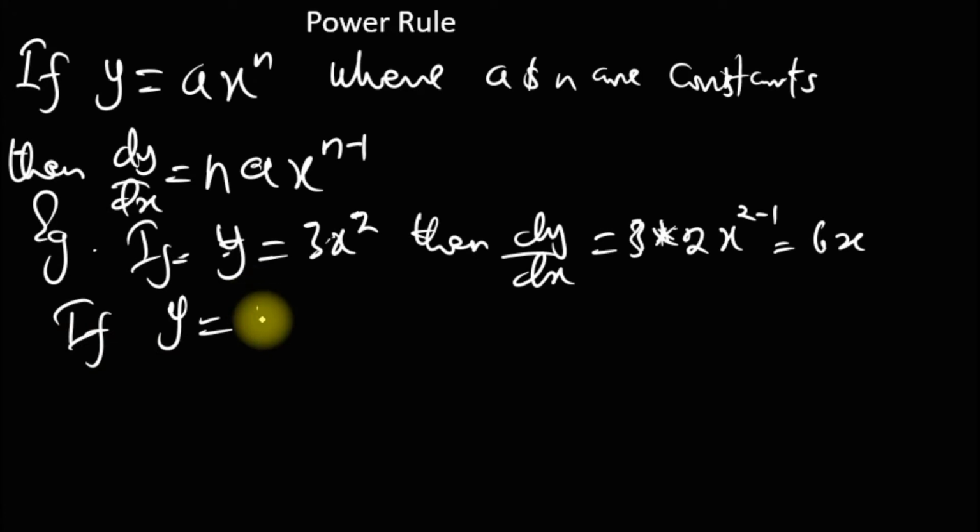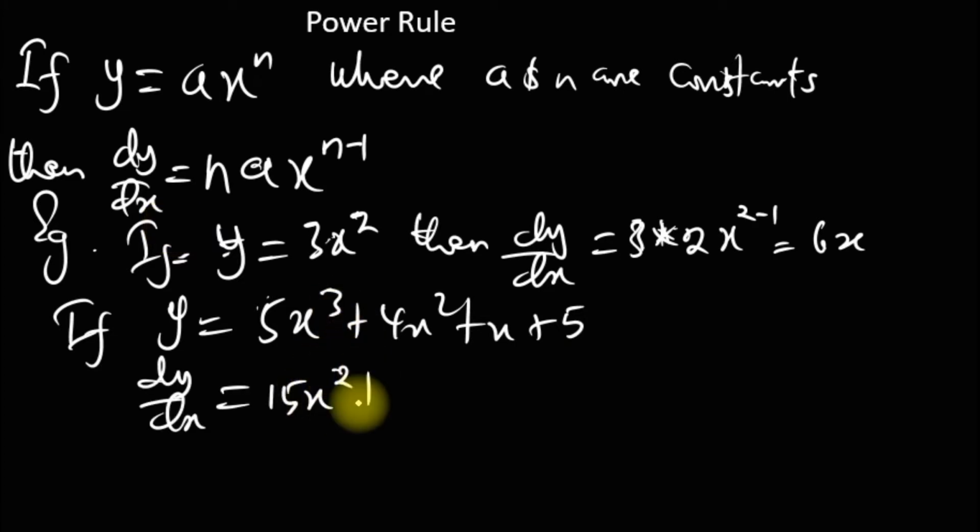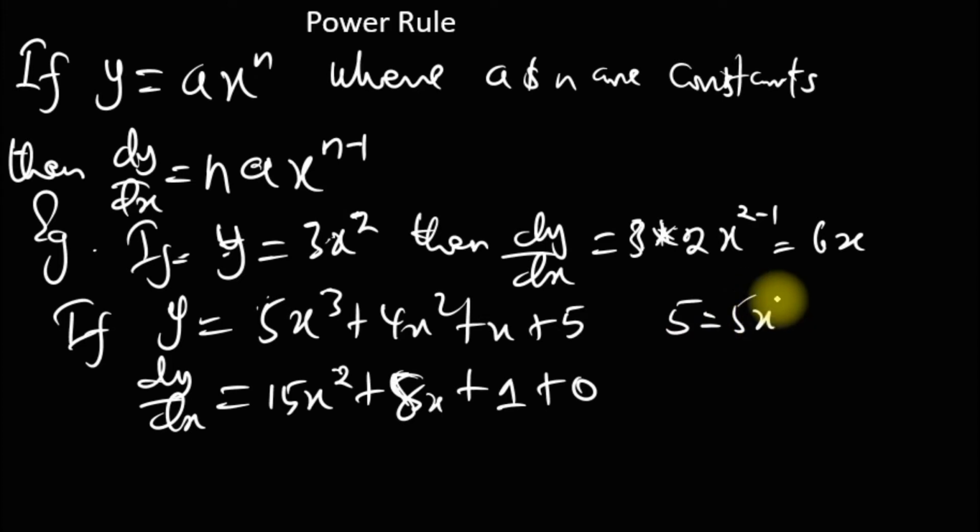Yeah, maybe y equals 5x cubed plus 4x squared plus x plus 5. So the same thing, dy/dx is now 5 times 3 is 15, 3 minus 1 is 2, plus 2 times 4 is 8, 2 minus 1 is 1, 1 times 1 is 1, 1 minus 1 is 0, x raised to power 0 is 1. And the constant 5 is 5x raised to power 0, and if you differentiate, 0 times 5, so automatically the answer is 0. So that's what the power rule states.